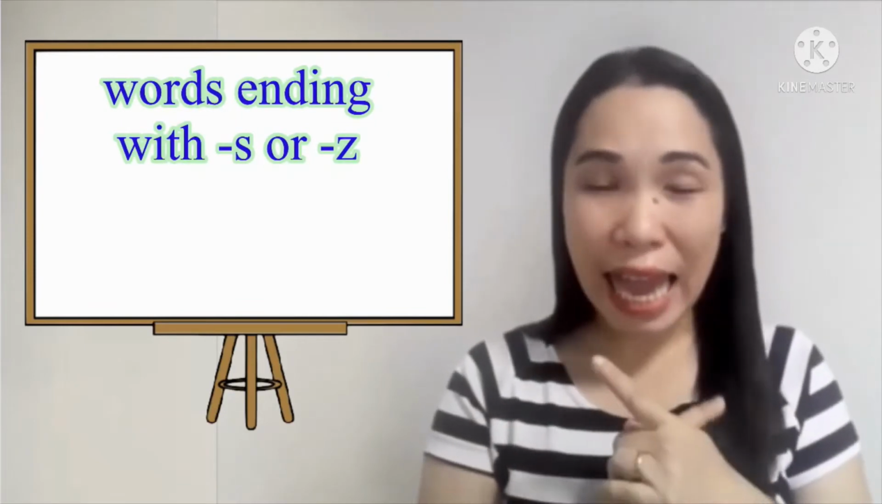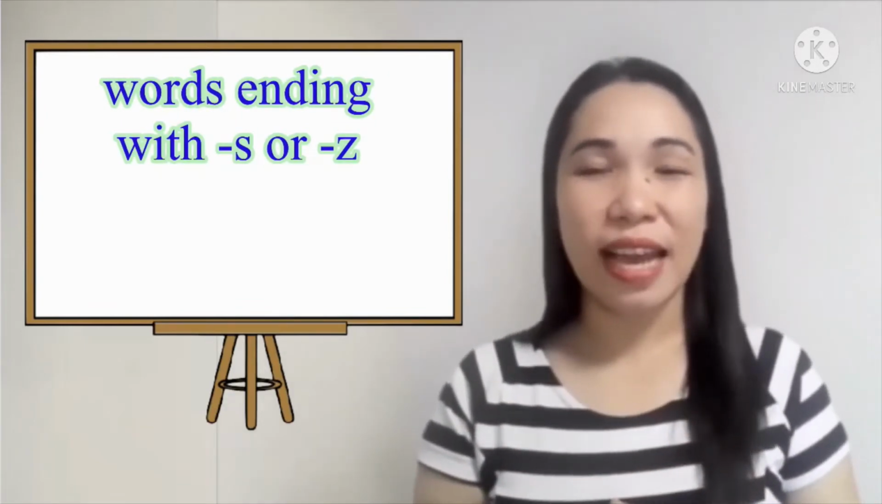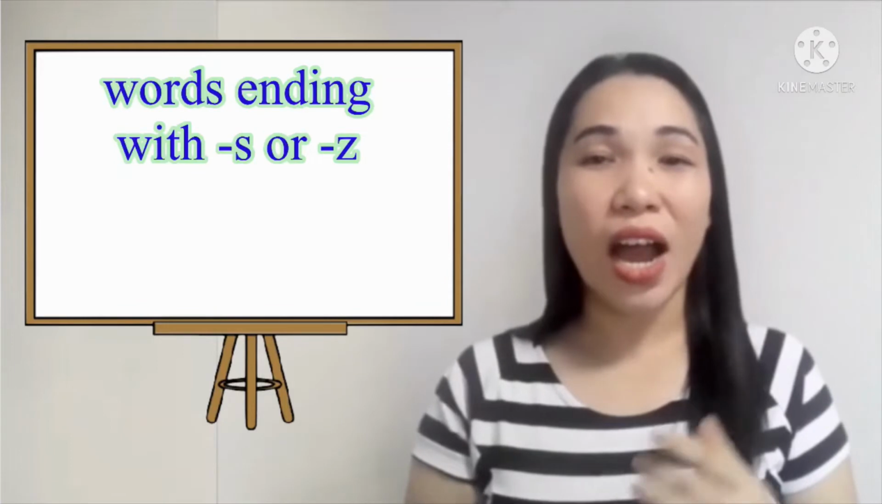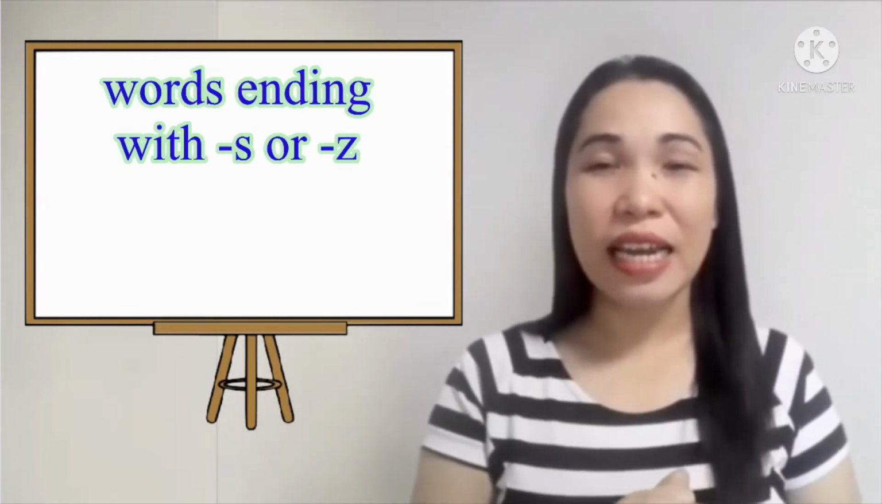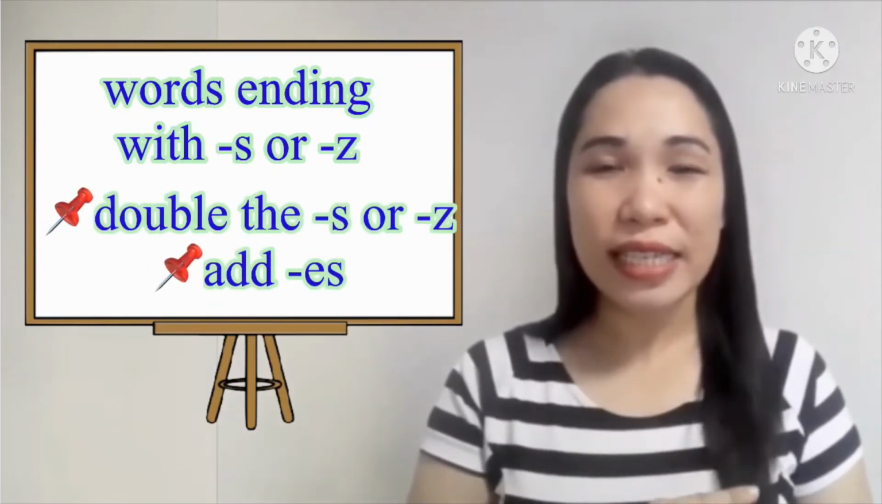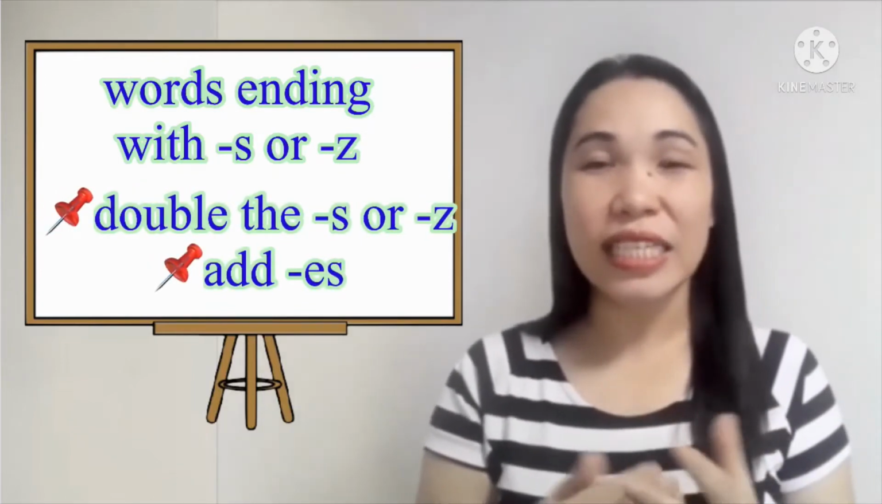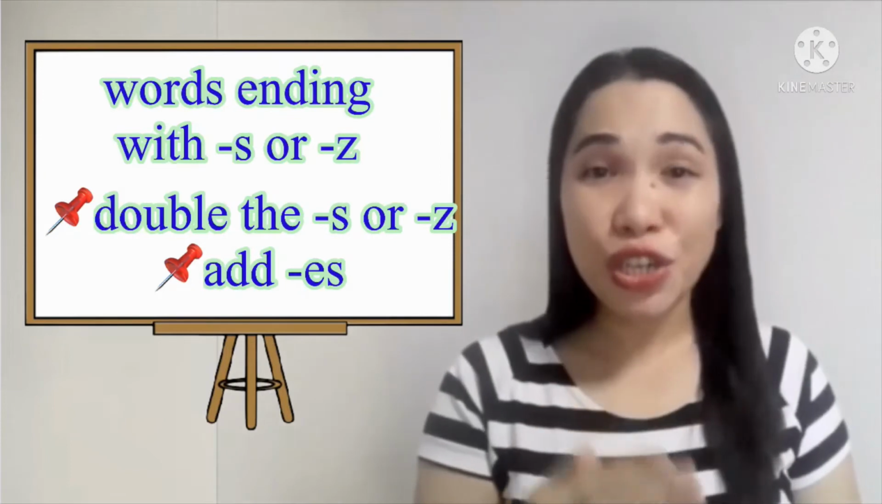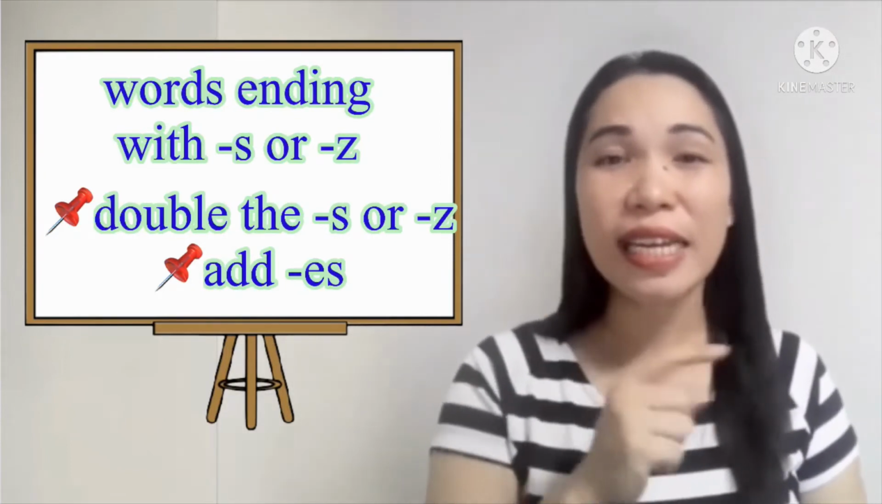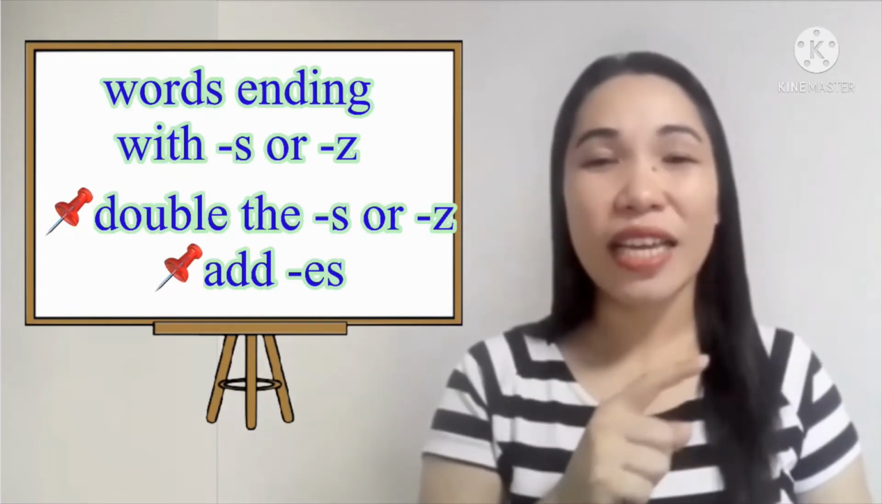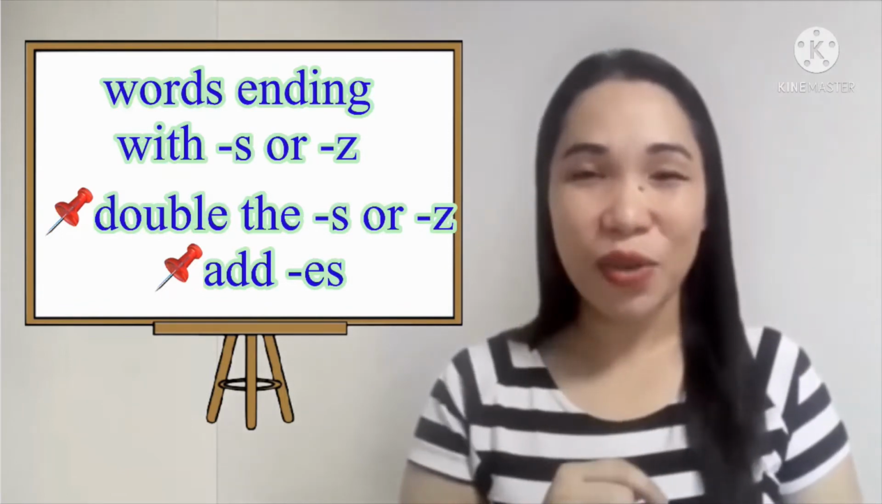Okay, let's go to the third rule, how to make singular noun into a plural noun. So pag nagtatapos ng S or Z yung salita or yung word, we cannot add ES right away. So hindi natin dadagdagan ng ES. So ang rule ay nagsasabi pag nagtatapos ng S at saka Z yung salita, we have to double the S. Susulat natin dalawang beses yung S or dadagdagan natin ng isang S at saka isang Z at saka dadagdag tayo ng ES.